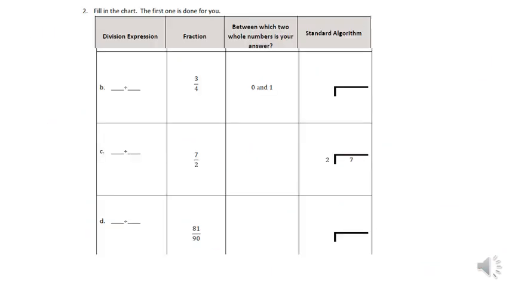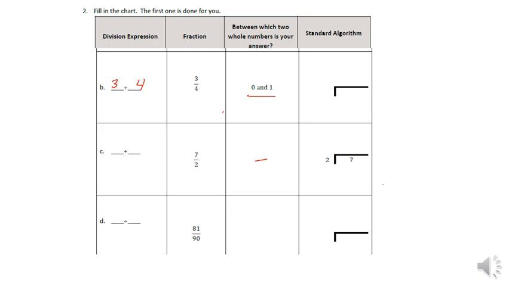And question 2 is kind of like the one we had in the previous lesson, where we're filling in the known information, relating the division expression to a fraction. And we can see that 3/4, we know that becomes 3 divided by 4. Between which two whole numbers is your answer? 0 and 1. Okay. Well, if we're dividing 3 by 4, it's going to be less than 1, and it's going to be more than 0. So that's why I put 0 and 1.